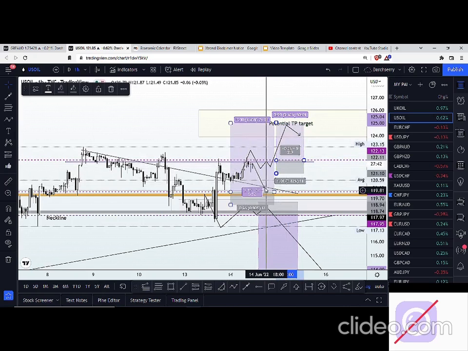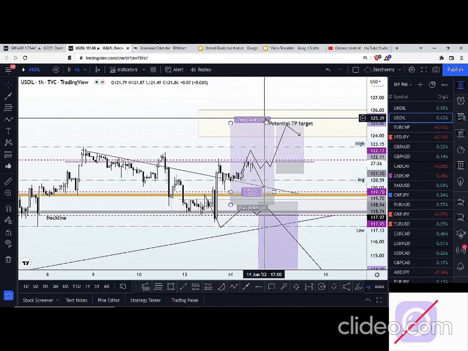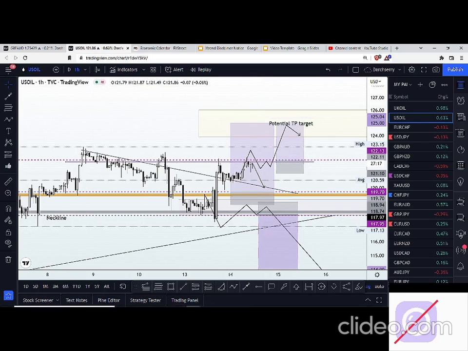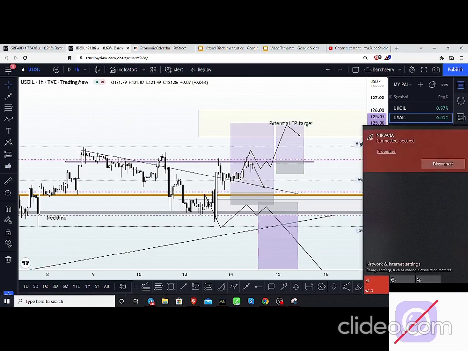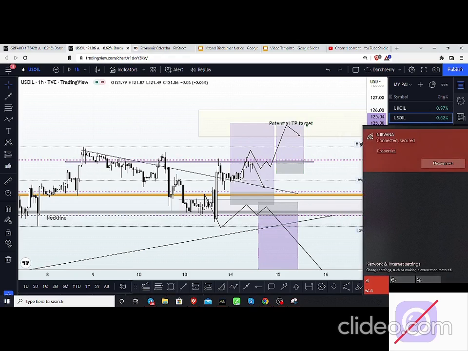But if price comes back down into this bearish trend line to do a retest of it, then definitely we have more pips to catch. And if we look at that, we'll be having something over 500 pips to catch if that happens. So this is what we're going to be looking out for as we head into the New York session here on the US oil. Any questions or further clarifications needed?